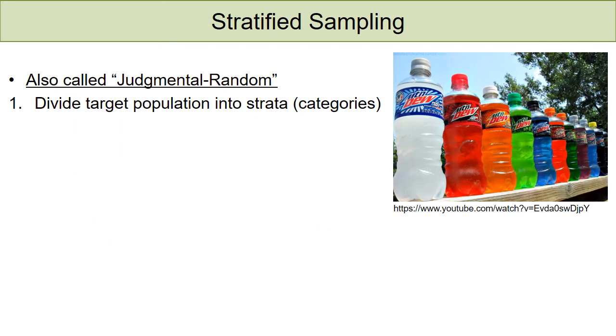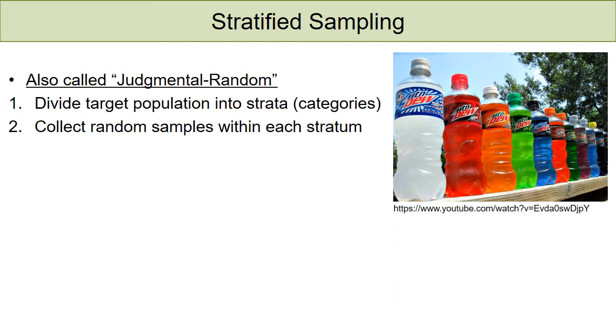Another type of combination is called stratified sampling. And what this really means is judgmental random. Imagine you want to analyze the caffeine or something in a bunch of Mountain Dew varieties. And as you can see, Mountain Dews come up with a whole rainbow of colors. And so you first have to divide that population of all Mountain Dew into strata or categories. And so the category here could be the brand or flavor. Then what you want to do is collect random samples within each stratum.